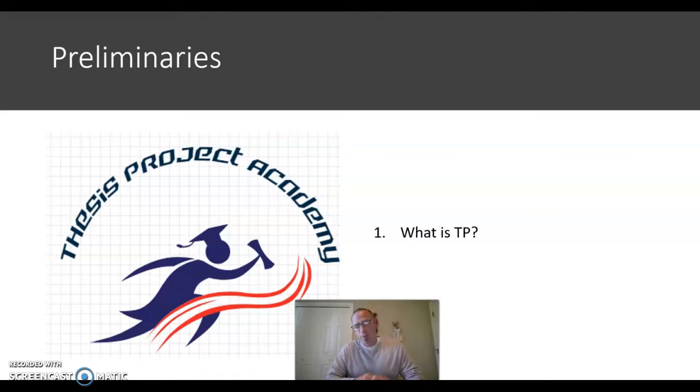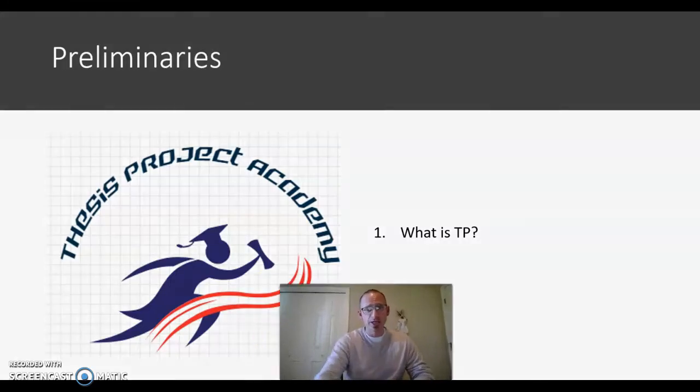Just as a real starting point, what is a thesis project? This is a very important point of clarification. A thesis project is very different than a PhD thesis. It's different than research papers you've written in the past. It's certainly quite a bit different probably than a lot of your master's level work.